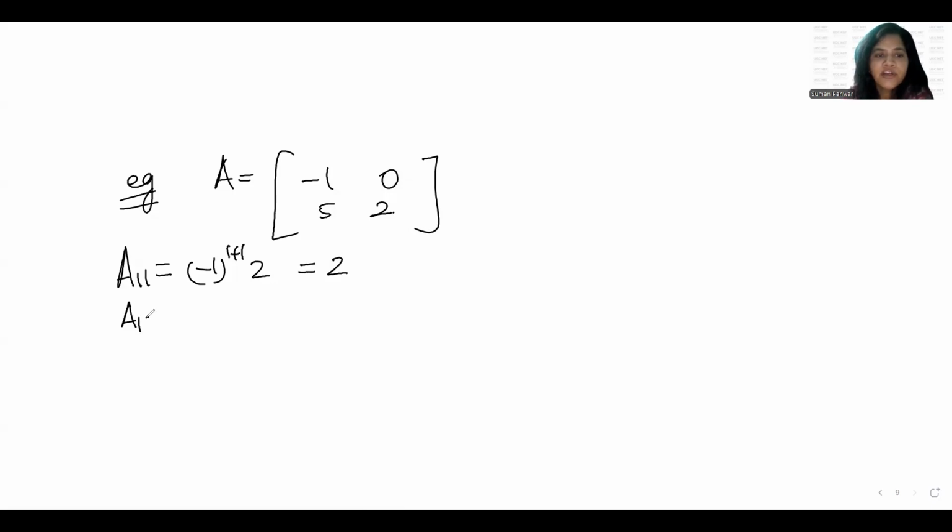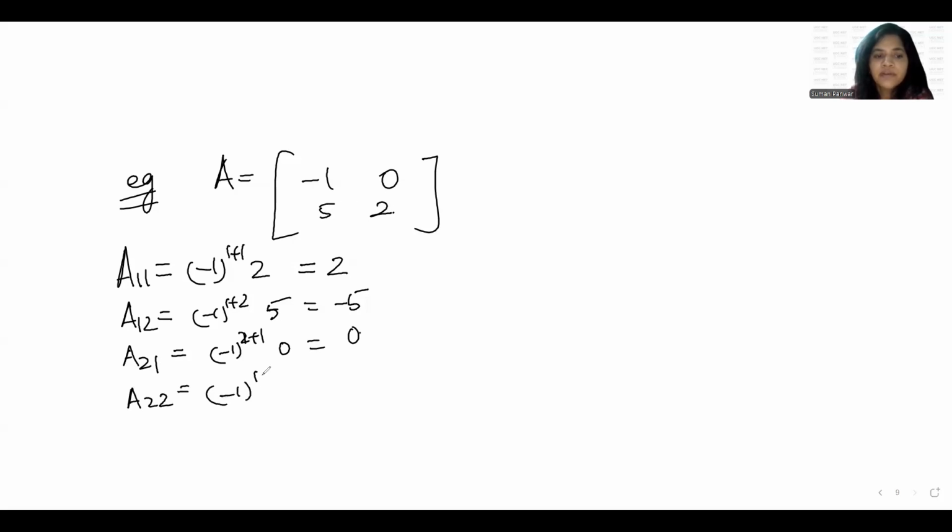Now, what is A12? Hide this element. So minus 1 power 1 plus 2. Hide 0. You will get 5. So this is going to be minus 5. A21, hide 5. So minus 1 power 2 plus 1, hide 5, you'll get 0. So this is 0. A22. So A22 will be hide 2. So minus 1 power 2 plus 2 into this minus 1 after hiding. So minus 1.